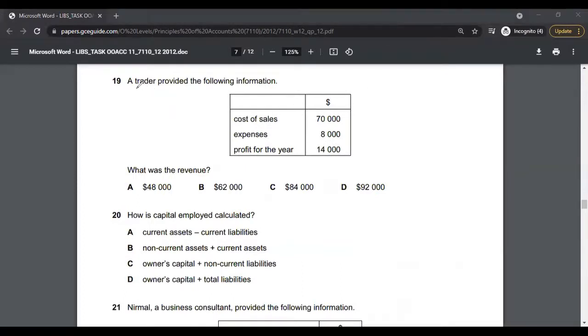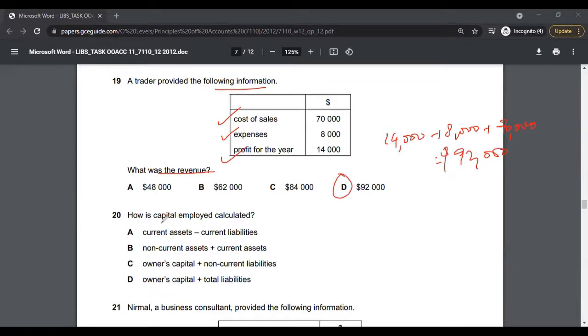Multiple choice 19. A trader provided the following information. What was the revenue? So basically, we need to calculate the revenue. We have been given cost of sales, expenses, and then profit for the year. Basically, add back 14,000 plus 8,000 of expenses plus 70,000. So if you sum them up, you would come to a number of $92,000. So the answer to multiple choice 19 is option D.